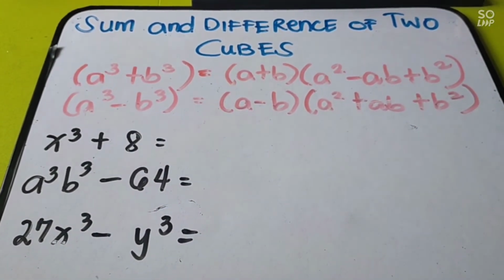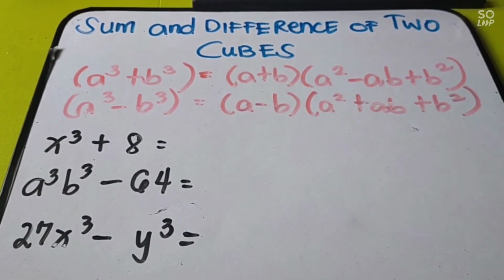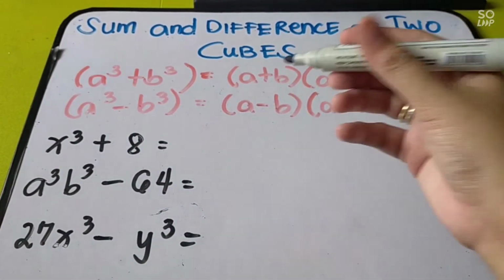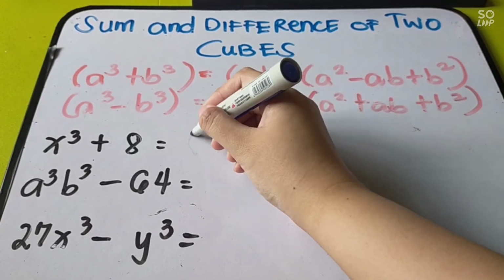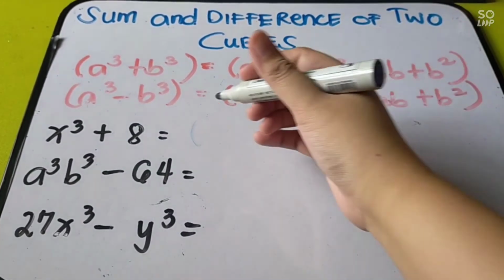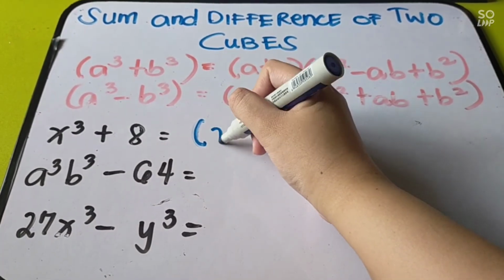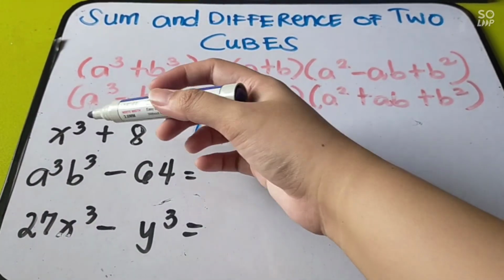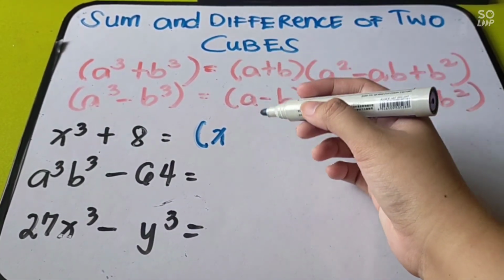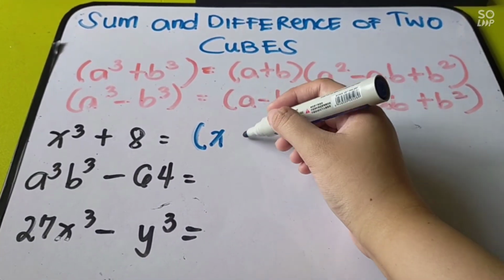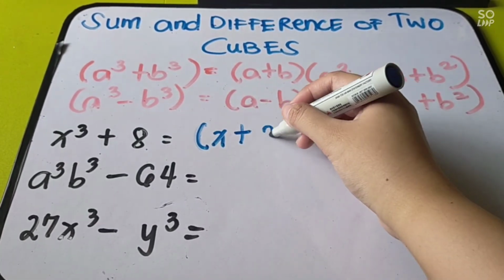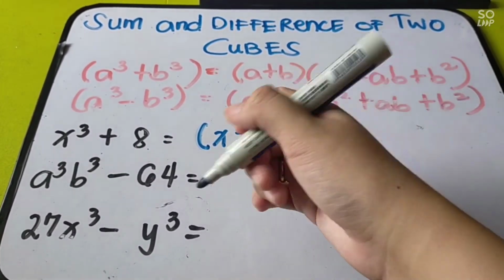Okay? Let us have an example. The first one, we have x cubed plus 8. They are both perfect cube. So, we have here, let us find the cube root of x cubed, we have x. Okay? So, para makuha mo lang yung cube root niyan, divide mo lang sa 3 yung kanyang exponent. So, we have x. Then, plus. Then, the cube root of 8, we have here 2. Diba? 2 times 2 times 2, the answer is 8.